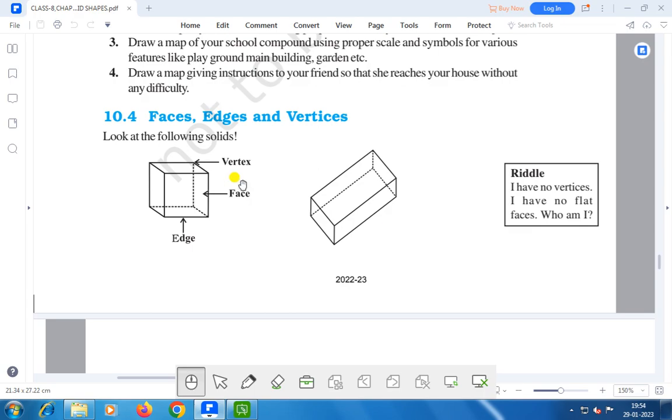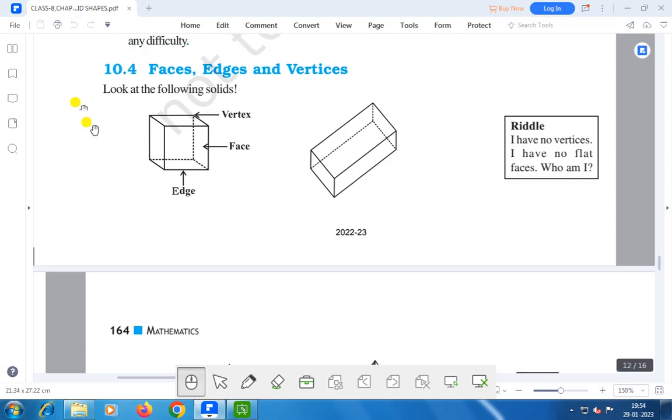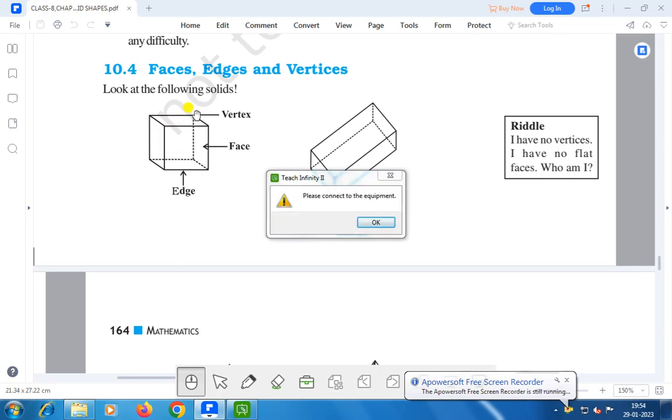Hello everyone. Today we'll discuss faces, edges and vertices. Look at the following solids. Here you see this is the edge, this is the face and this is the vertex.